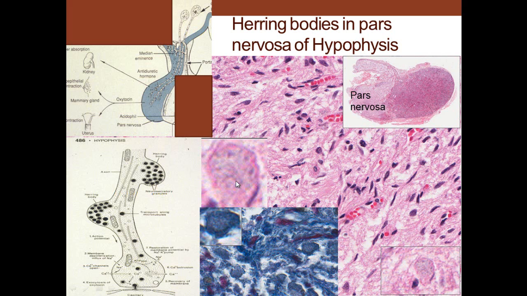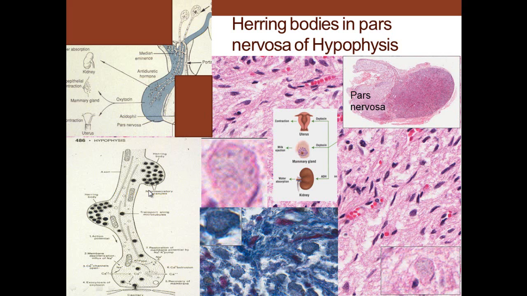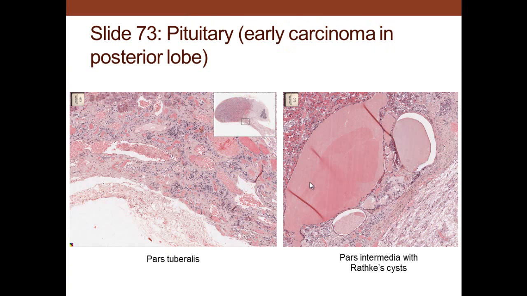Herring bodies here, here, and here, as we can see, are the swollen portions of axons which store hormones. And of course, the hormone we're talking about is oxytocin. Oxytocin is important in smooth muscle contraction during labor, for example. Also, oxytocin is involved in milk ejection for the mammary gland to discharge the milk, and antidiuretic hormone is involved in water absorption in the kidney.